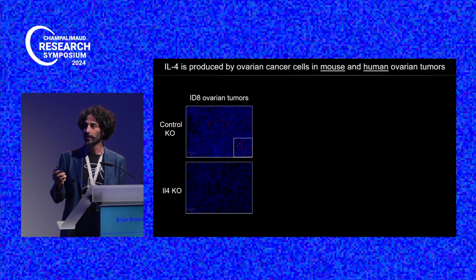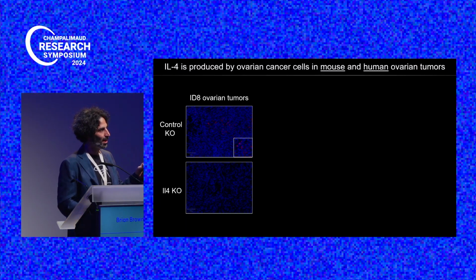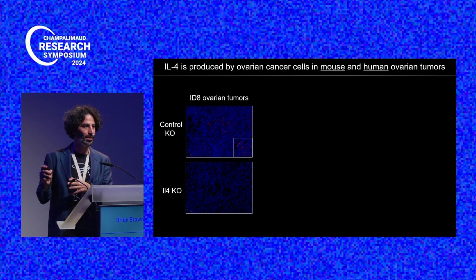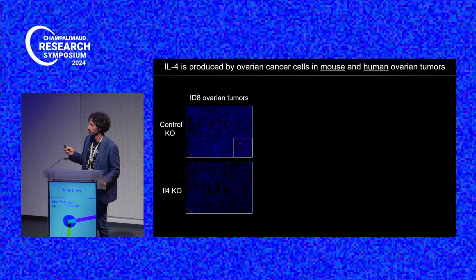But in our particular case, we were seeing that when we knocked out the IL-4 gene, we saw this functional difference. That told us IL-4 had to be doing something, had to be coming from the cancer cells, right?